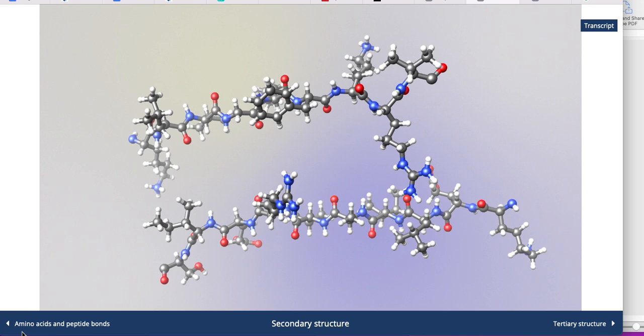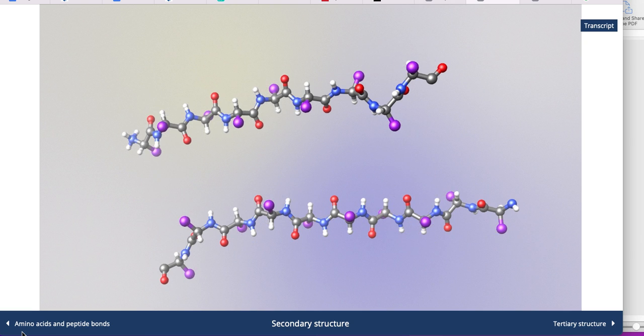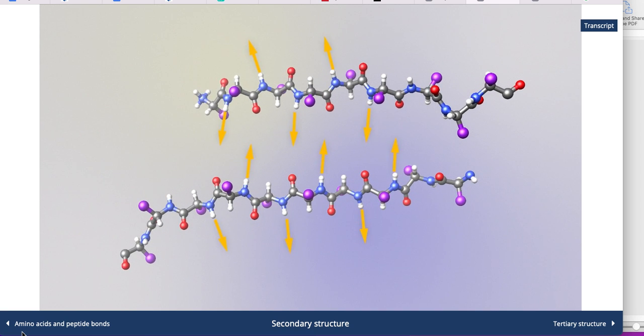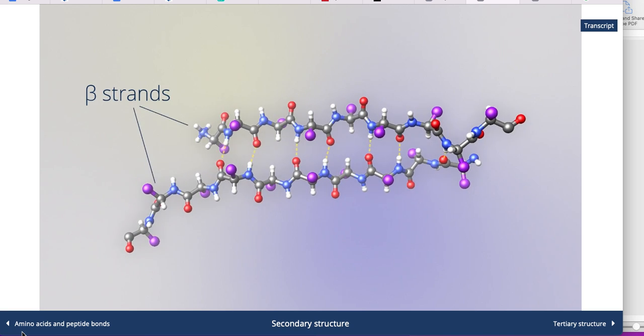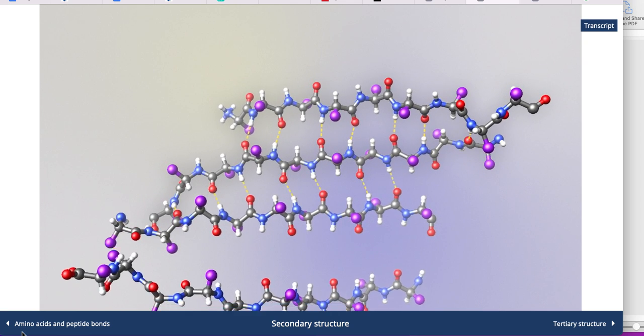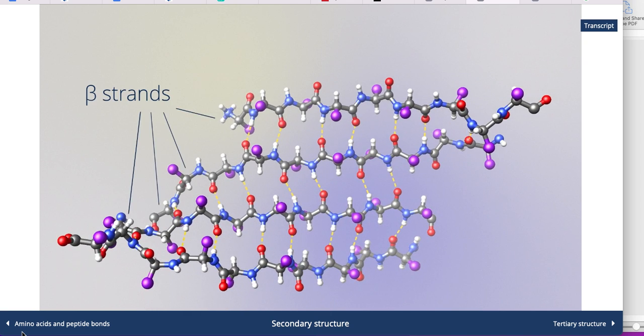The other commonly occurring regular secondary structure is the beta sheet. As before, we can ignore the amino acid side chains in order to focus on the polypeptide backbone. A beta sheet takes shape when hydrogen bonds form between adjacent segments of polypeptide. Each hydrogen bonded segment is called a beta strand. Multiple beta strands align side by side to form a beta sheet.